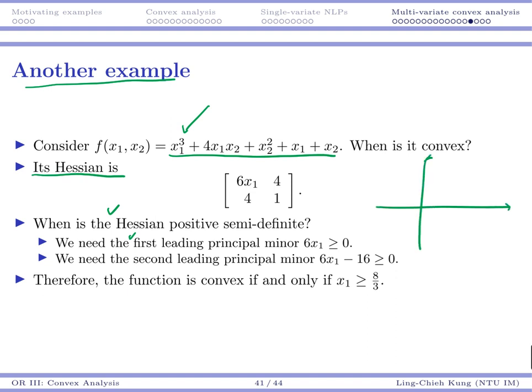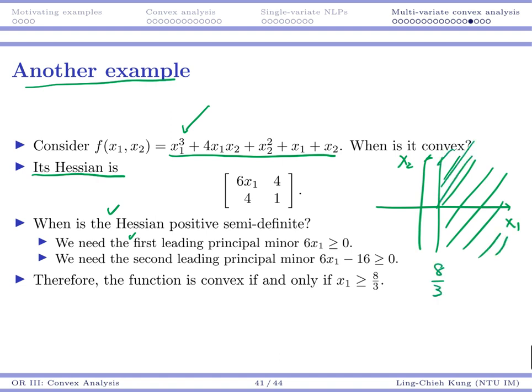Okay, so if x1 and x2 give you the whole feasible region, then for those regions where x1 is greater than 8/3, you know the function is convex. Alright, so that's how we do the analysis.